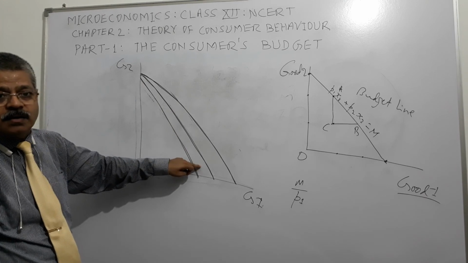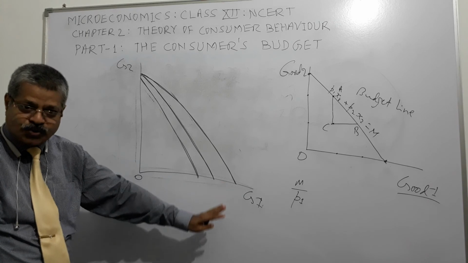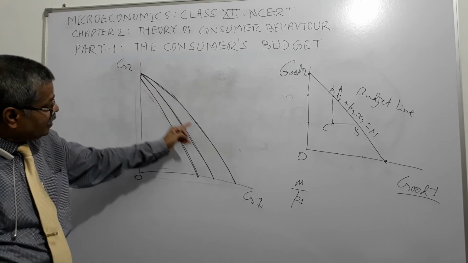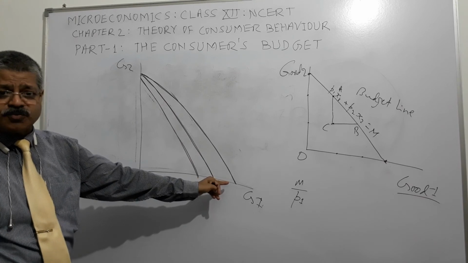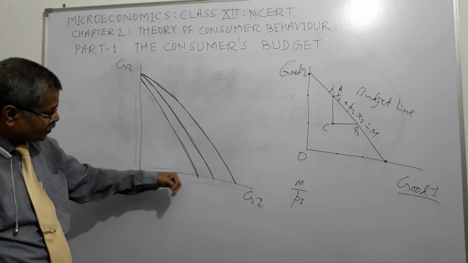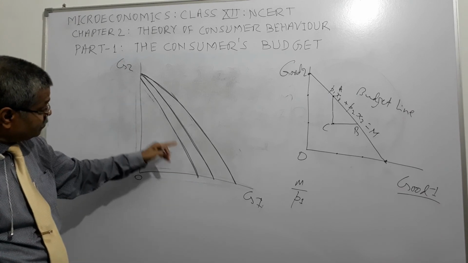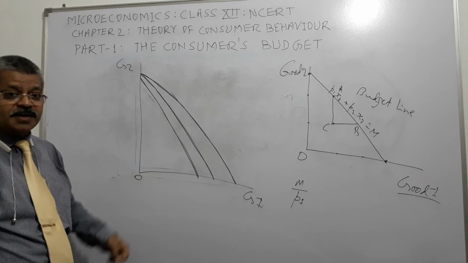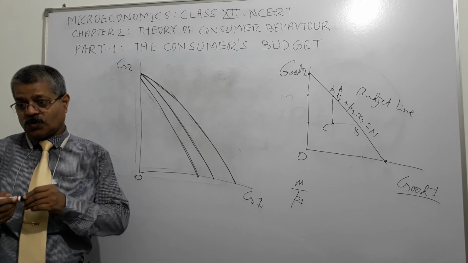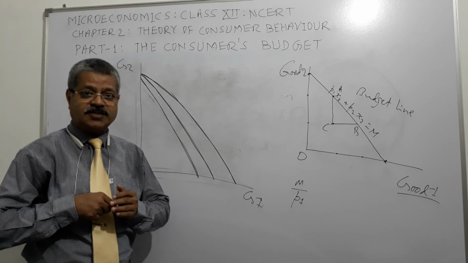In the middle, the original budget line. If the price of good 1 goes down, it becomes cheaper, I can buy more, so the budget line becomes flatter. And if the price of good 1 goes up, it becomes costlier, I can buy less, so the budget line becomes steeper. So that is what it is. Okay, I think you got it, easy to understand.